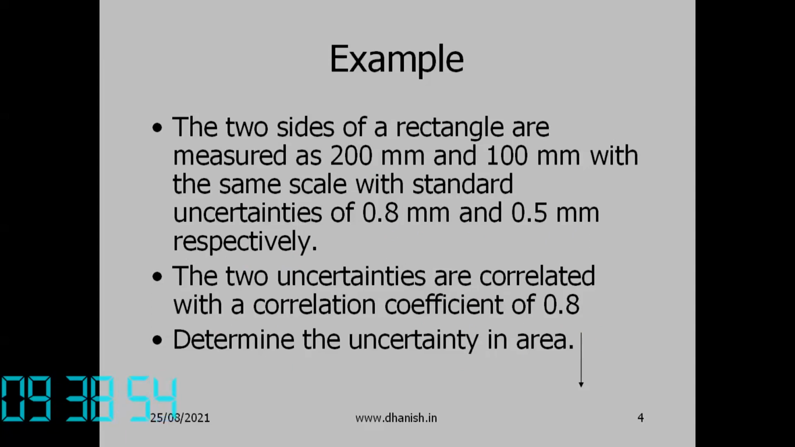So area is length into breadth. Standard uncertainty of length is 0.8 mm, standard uncertainty of breadth is 0.5 mm. So uncertainty of area due to length, uncertainty of area due to breadth we can determine and then use the formula.